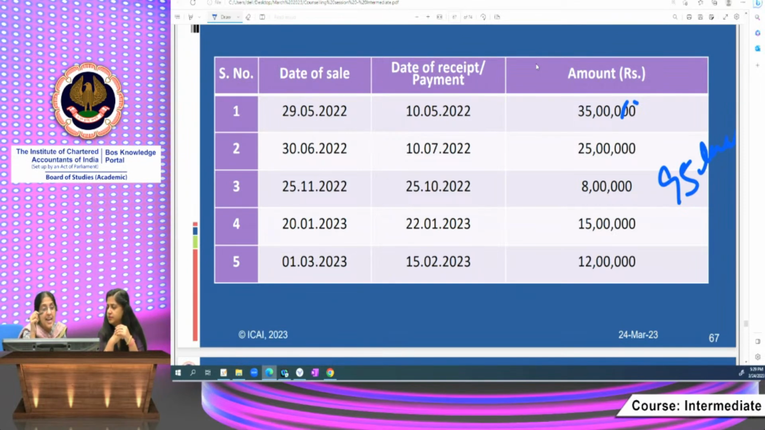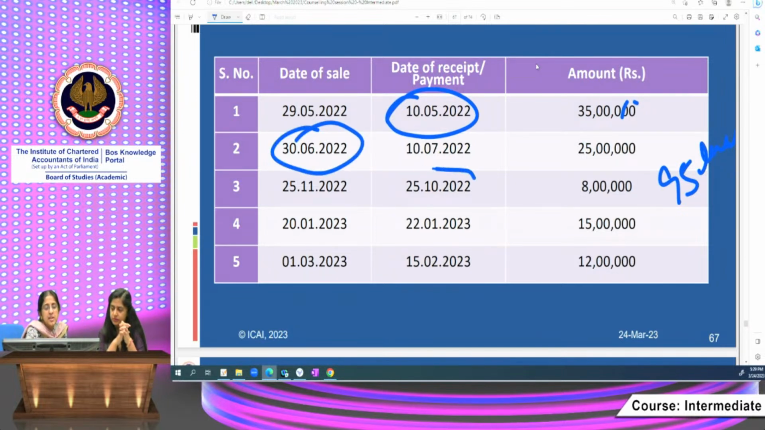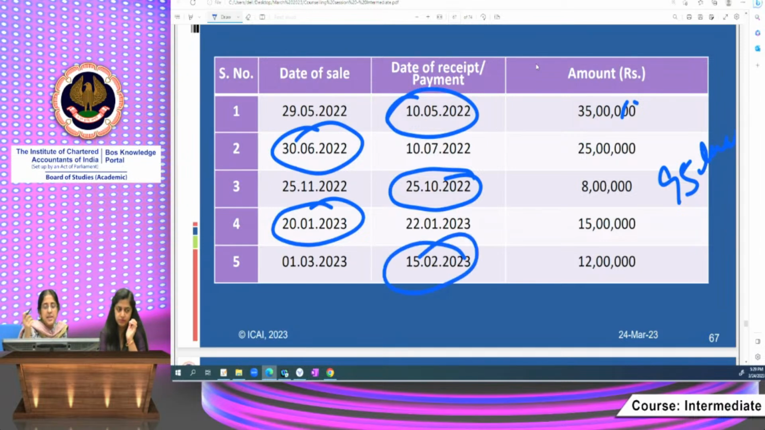We have to see which is the date of sale and date of receipt of payment. Suppose tax is deductible by the buyer, then you see the earlier of the two dates. Earlier of the two dates, in this case, it's 10/5/2022. Here it's 3/6/2022. Here it's 25/10/2022. Here it's 2/1/2023. And here it's 1/5/2023. But actually, in this case, it won't matter because it's less than 50 lakh.